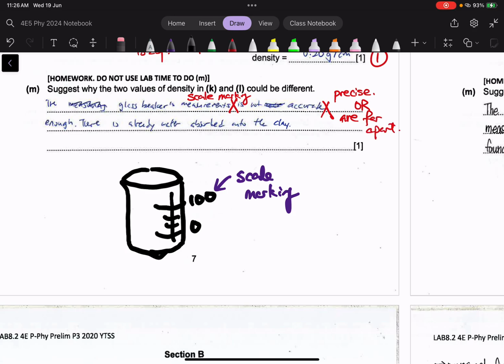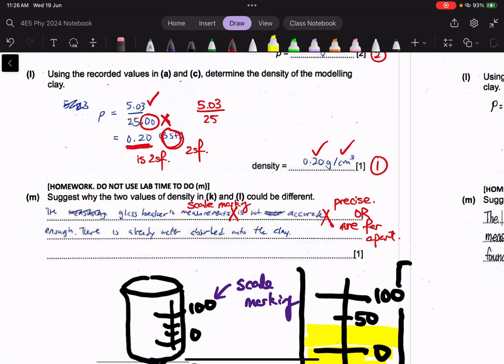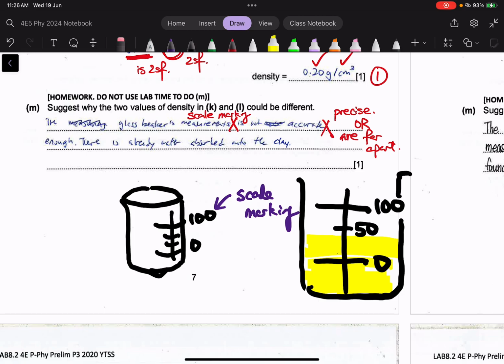So for example, if you have a scale marking like this is let's say 100, then this is 50, then this is 0, right? Then this is your beaker lah. Then you find that my water is like here, the yellow part. So what is my reading? Cannot read because the scale marking is too far, right? So this will cause the volume obtained in C to be a bit off, and so it leads to the density in L being inaccurate, right? So unfortunately didn't really use the right word, so cannot give you lah.